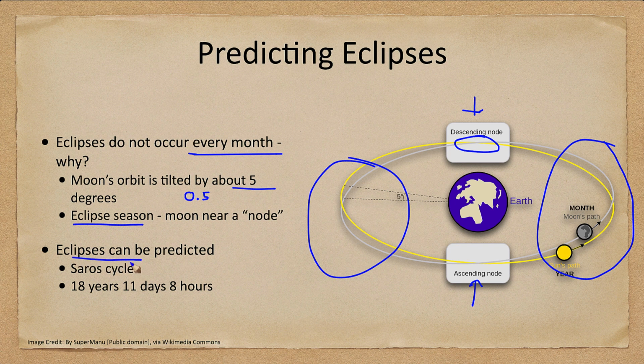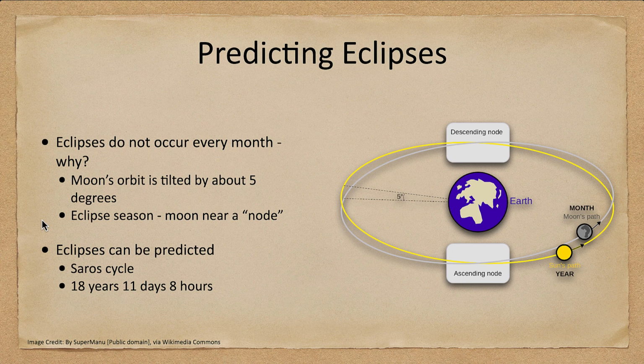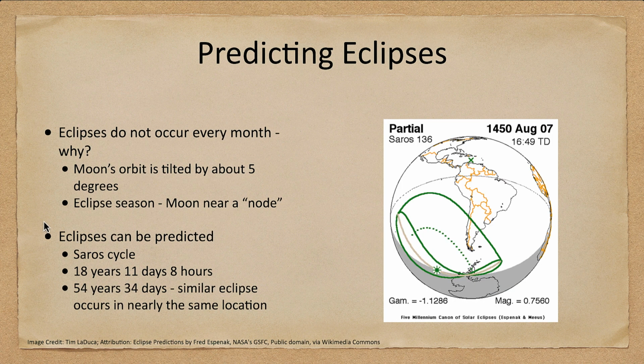Eclipses are predictable, and we've known about this for a long time. We have what is called the Saros cycle, which is 18 years, 11 days, and 8 hours long. And at that point, an eclipse will recur. We'll get essentially the same orientation, and we'll get a new eclipse.